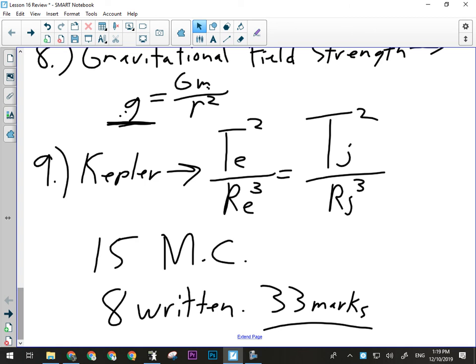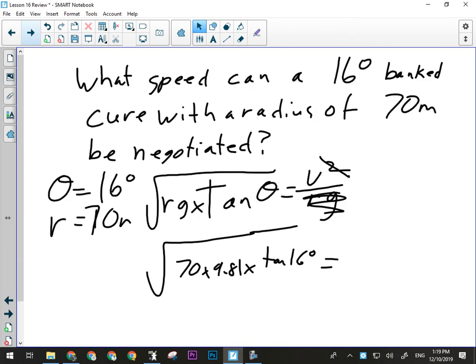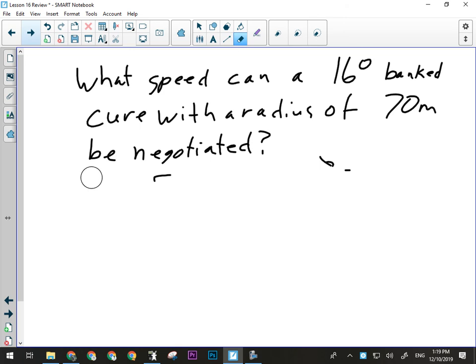Can we do a question on a banked curve? Banked curve. Okay. How about this one? It's like I read your mind. That's scary, I didn't read your mind.